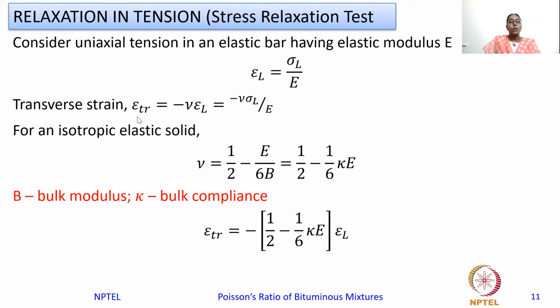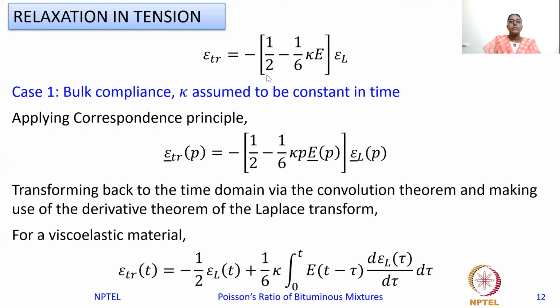Now, you can get the transverse strain as equal to minus half minus 1 by 6 kappa E into epsilon L. Now, let us consider two cases. The first case is that kappa is taken as a constant. That is, the bulk compliance is assumed to be constant in time. Say for certain polymers, it could be so. So, let us assume that the bulk compliance is constant in time.